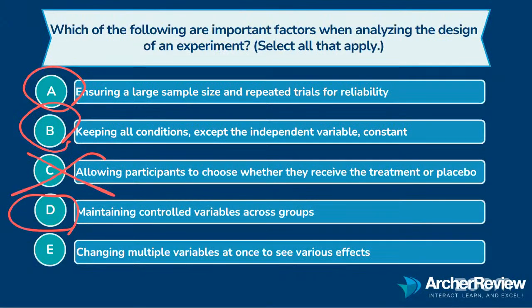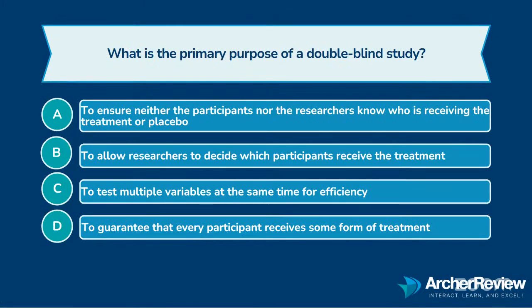All right, let's take a look at E. Changing multiple variables at once to see various effects. And that kind of speaks on what I was saying about if you're dehydrated, you're drinking water, you're taking Tylenol, you don't know what's getting rid of your headache. You've got too many variables that you're changing. And so that's what makes that incorrect as well. All right, let's see what our next one is. What is the primary purpose of a double-blind study?